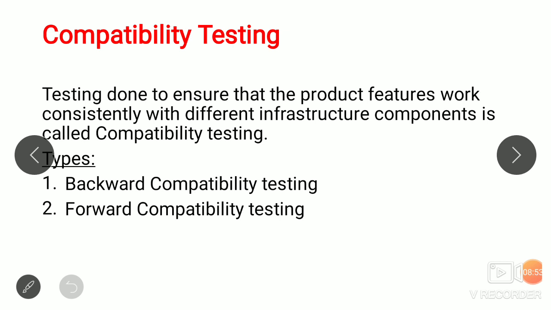See here, what is backward compatibility testing? The older version of the product should continue to work with the current version of the same product, which is called backward compatibility testing. The testing that ensures the current version of the product continues to work with the older versions of the same product is called backward compatibility testing. The product parameters required for backward compatibility testing are added to the compatibility matrix and are tested.